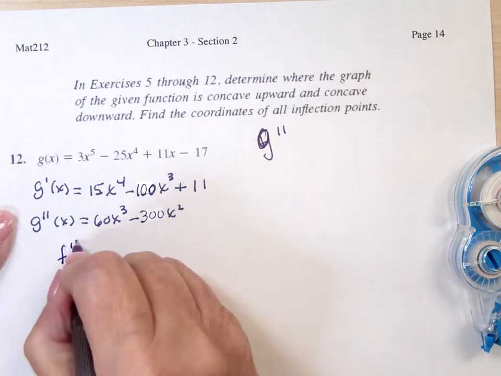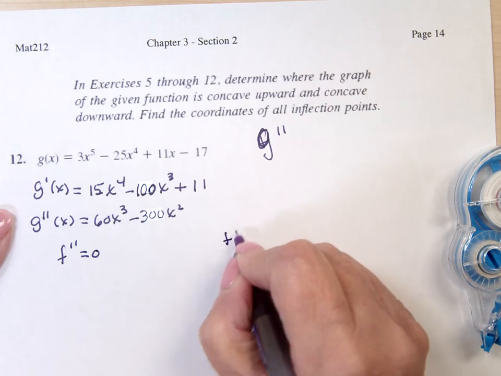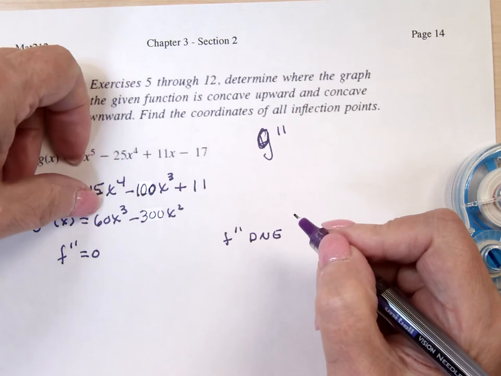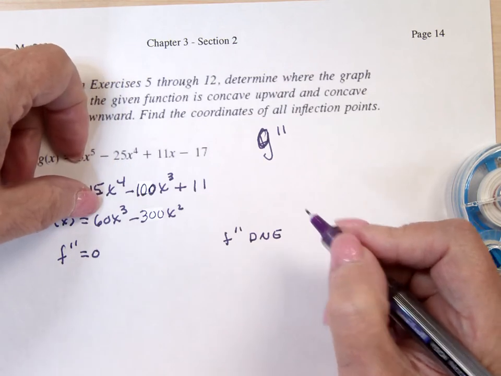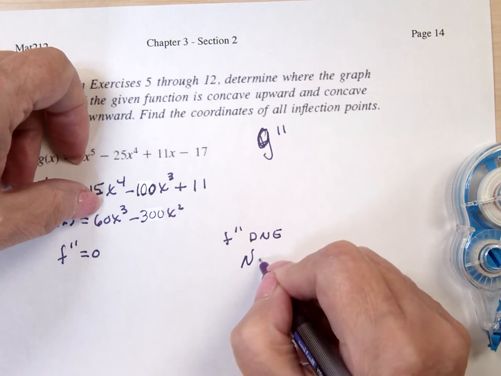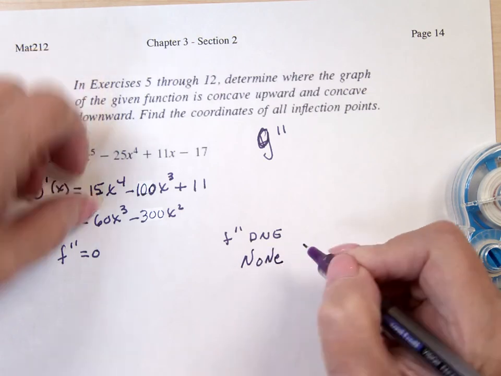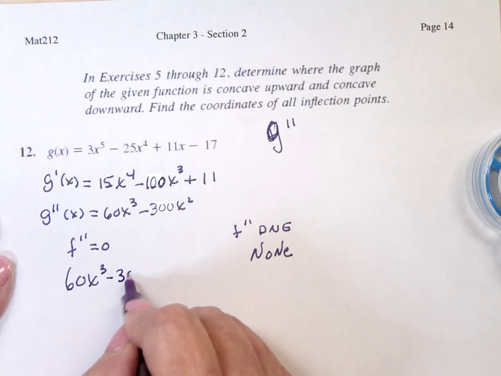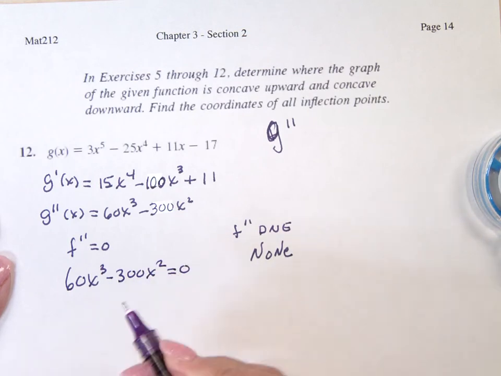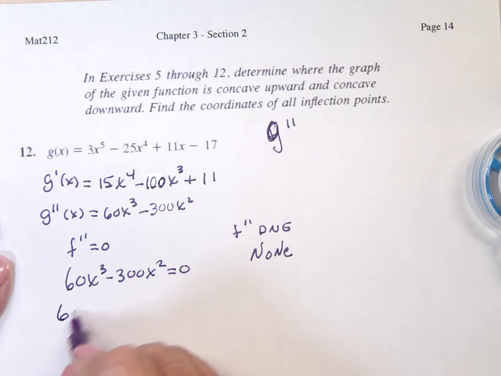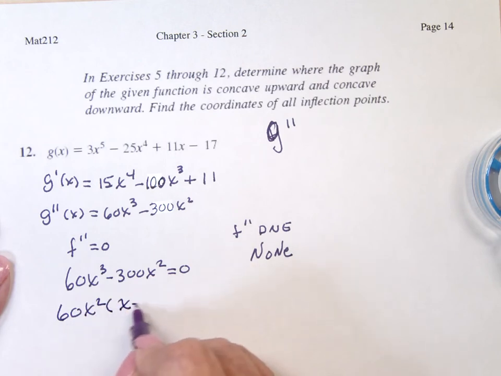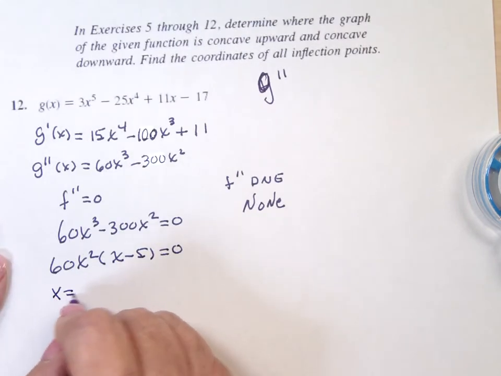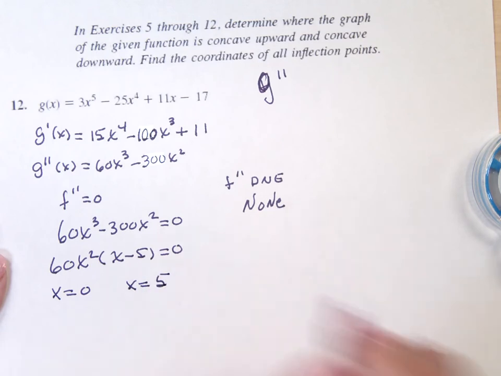So I want f double prime equals 0, and where f double prime does not exist. Well, f double prime exists everywhere. It's a polynomial. It doesn't have a problem, so there are no critical points coming out of here. So it's okay everywhere. So we have 60 x cubed minus 300 x squared equals 0. Well, it's got a greatest common factor of 60 x squared. x minus 5 equals 0. So x equals 0, x equals 5. So I've got two critical numbers.